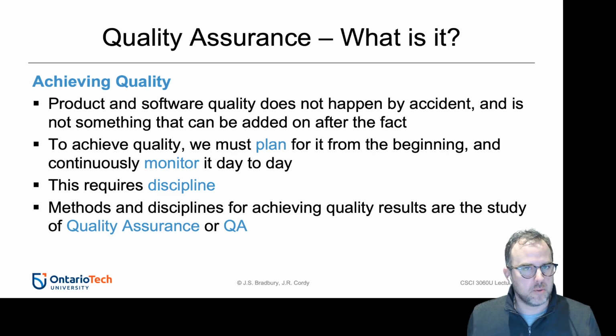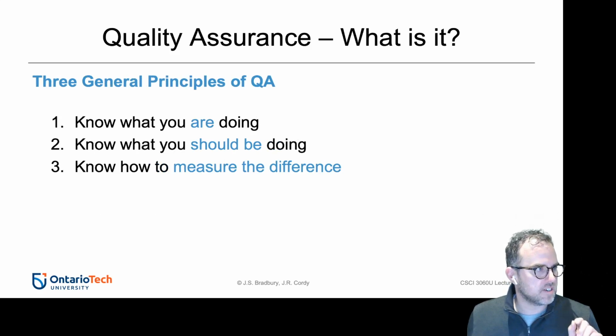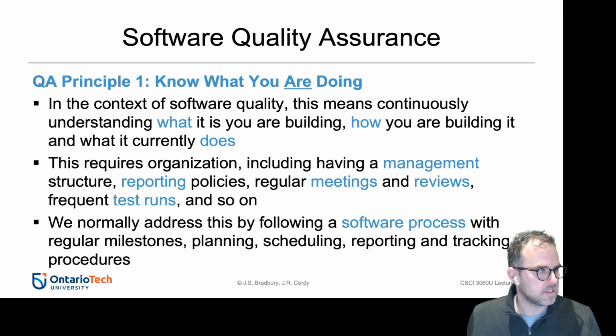We're going to talk now about quality assurance. How do we achieve quality? I'm going to talk about 3 principles of quality, and these are super important. It's know what you're doing: understand what you're actually doing in terms of development. Understand what you should be doing, meaning understand what your goal is. And know how to measure the difference. I've got each of those in detail, and I'd encourage you to read through each of these principles.